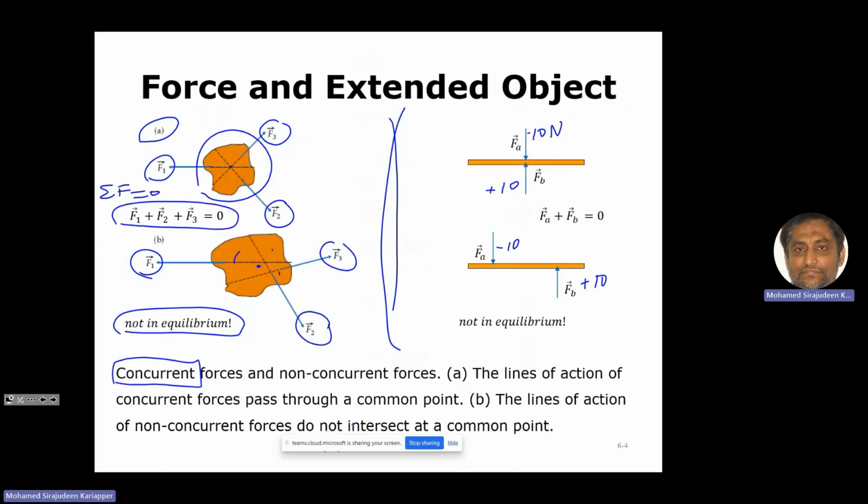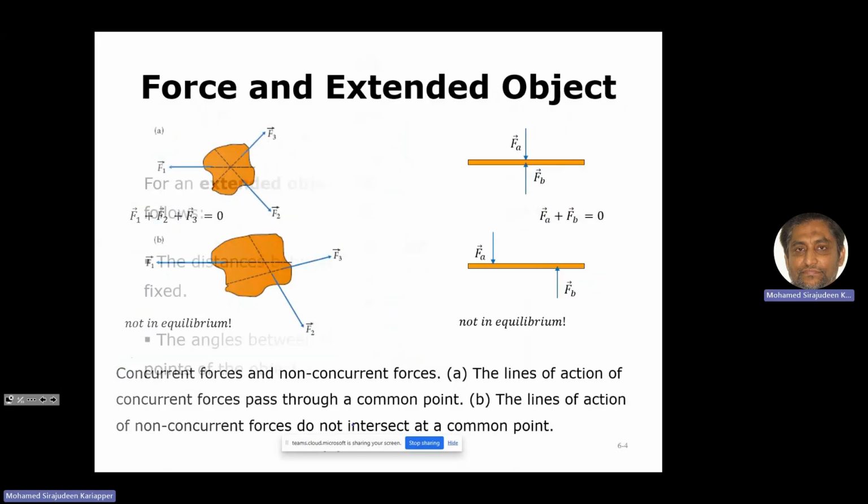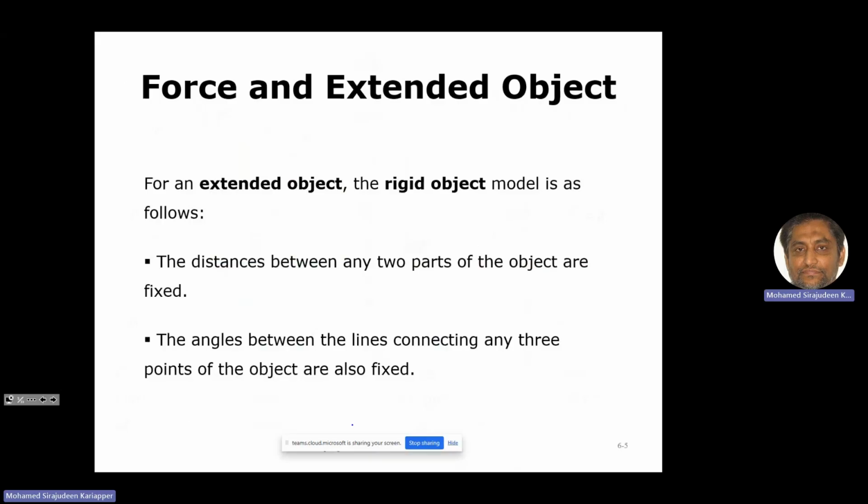Same thing is going to happen. The forces are not concurrent. That will result in what we call a torque. So torque is not 0. Whatever it is, we will define it in a short while. Net force is 0, but the net torque is not 0 because the forces are not concurrent. So that will not be in equilibrium. That is easier to understand than this with just 2 forces. So we will now go to the next slide.